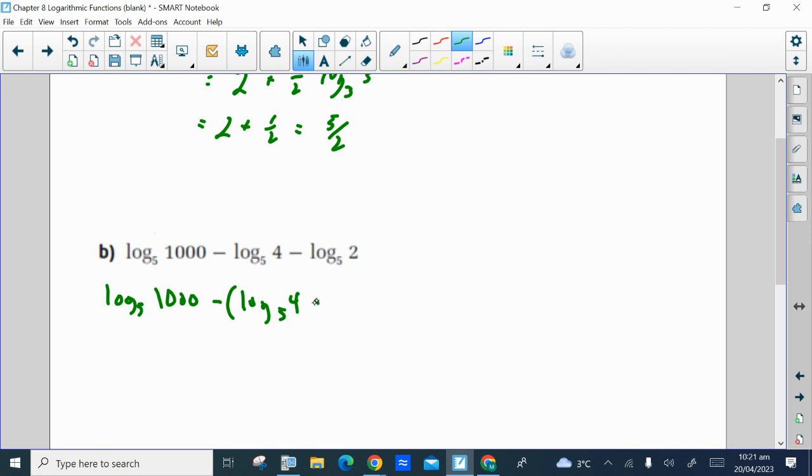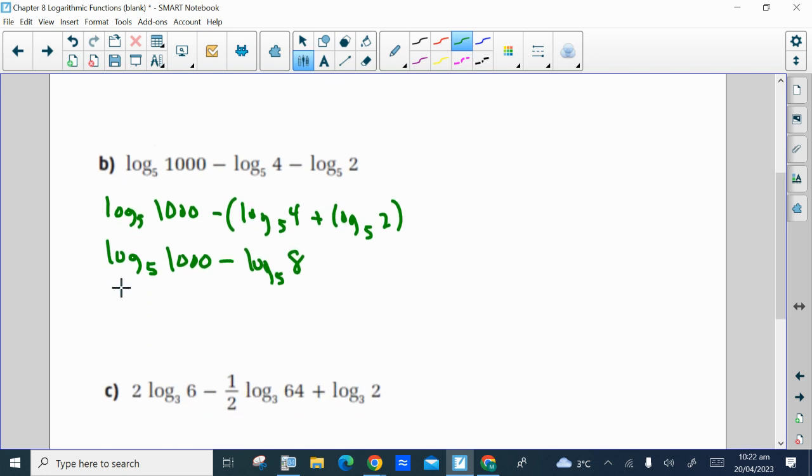And a minus sign in front of the bracket changes all the signs inside, so they will both become positive logs, which allows us to combine those ones inside the bracket using the product law. It'll be log base 5 of 4 times 2, which is 8. And now because we're subtracting logs with the same base, we can use the quotient law. And 1,000 divided by 8, I think, is 125.